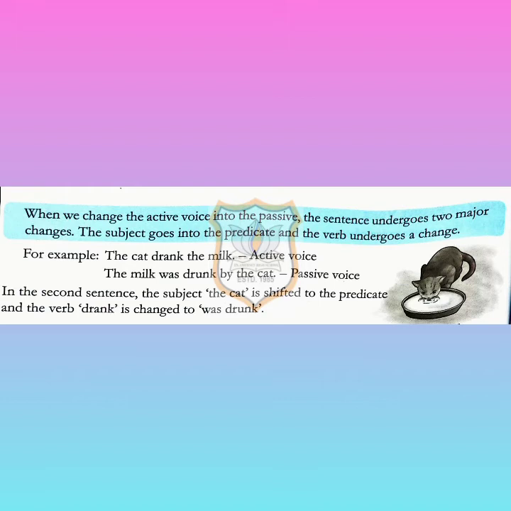So see here, for example, the cat drank the milk. You can see what is going on here. The cat is doing an action, so it is the active voice. But when it is changed to passive voice, you can see here, the milk was drunk by the cat. So here the subject is not doing an action. So it is changed to passive voice. In the second sentence, the subject, the cat, is shifted to the predicate, and the verb drank is changed to was drunk. So when you change the active sentence into passive form, these two changes occur: the subject changes into predicate and the verb also undergoes a change.